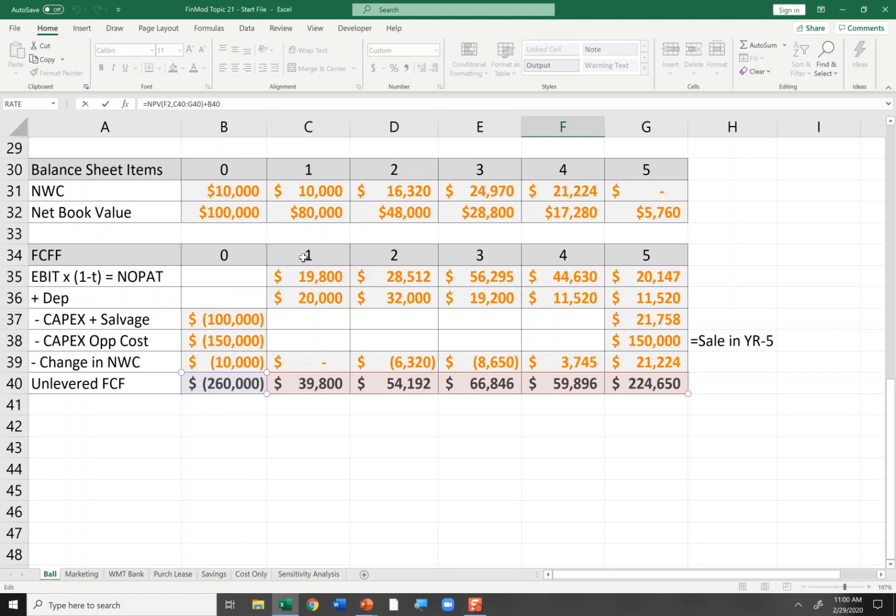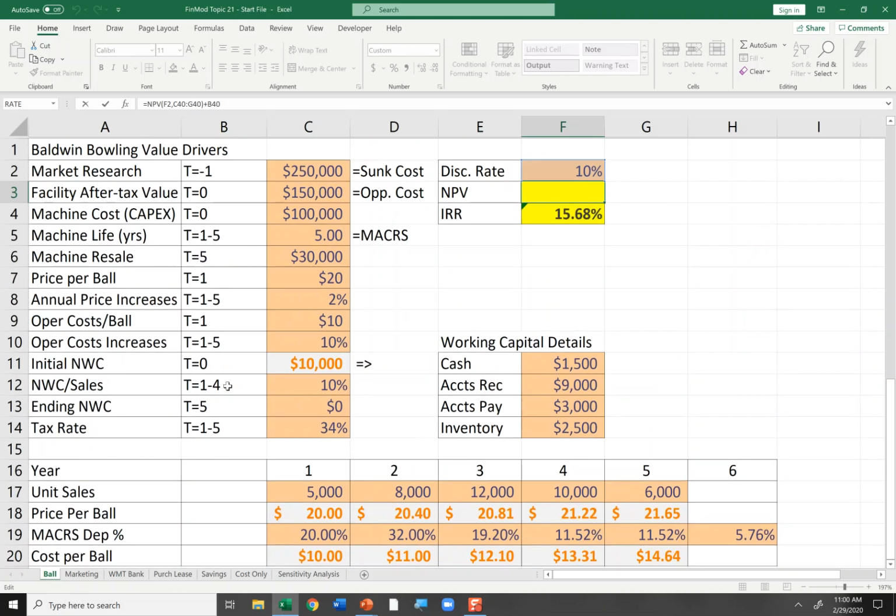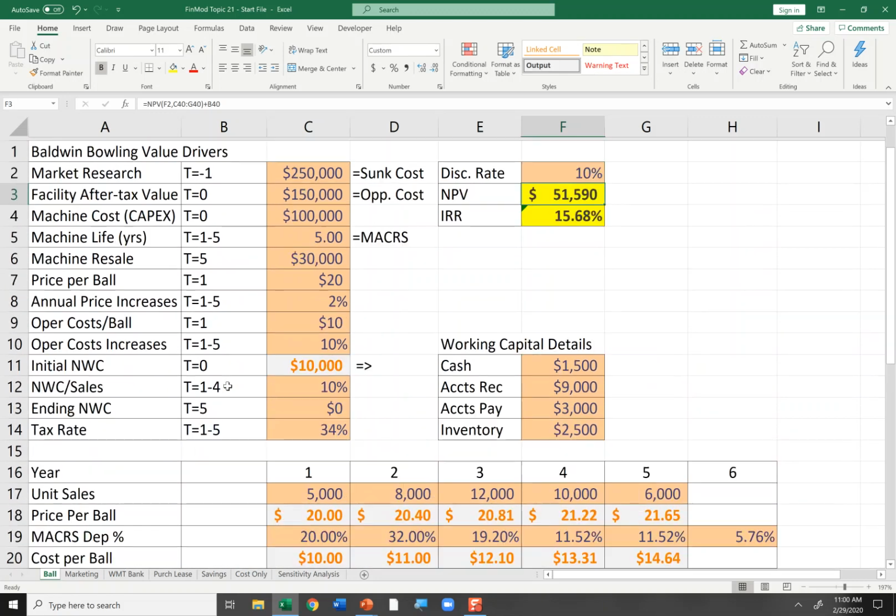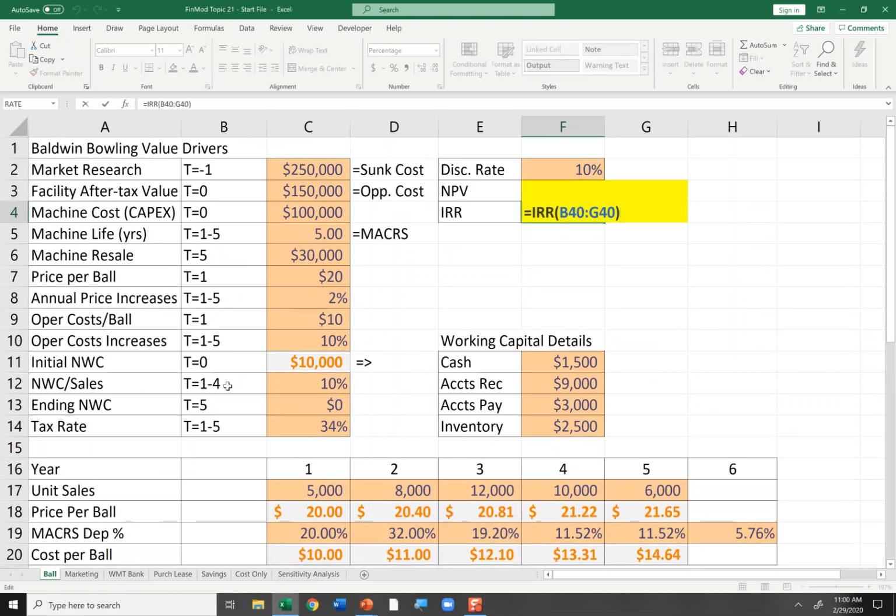assumes the first cash flow is received in period 1. So I need to come back and add that number. So the NPV of this project is $51,590. And if I take the IRR, it's 15.68%.